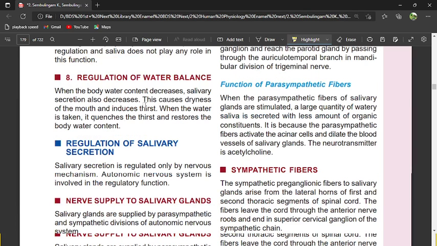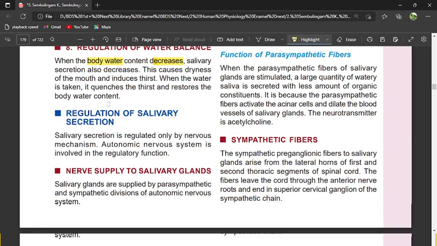Next is the regulation of water balance. So what is that? Body water content is decreasing, students. The salivary secretion also decreases. This causes dryness of the mouth and induces thirst if saliva is not secreted in the correct amount.